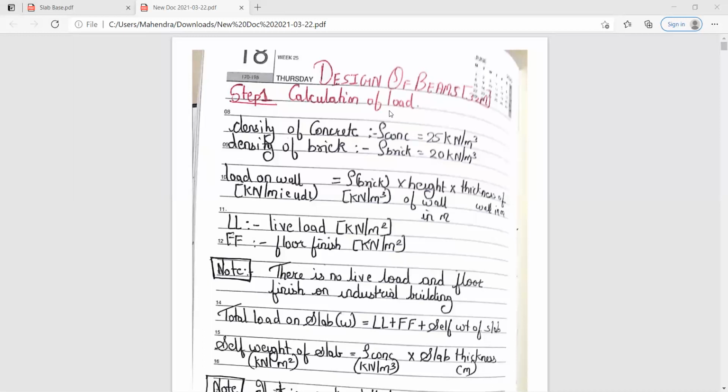Whenever you have to design the beam, this is for the industrial building. In this particular semester, the beam you have to design is for the industrial building. So in that you are not going to consider the live load as well as the floor finish. Total load on the slab will be live load, floor finish plus self weight of the slab.